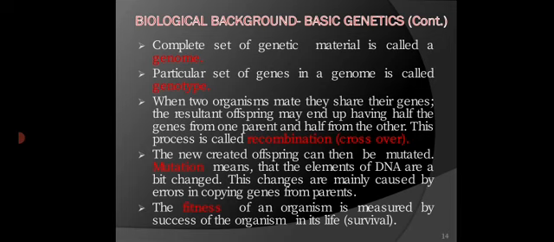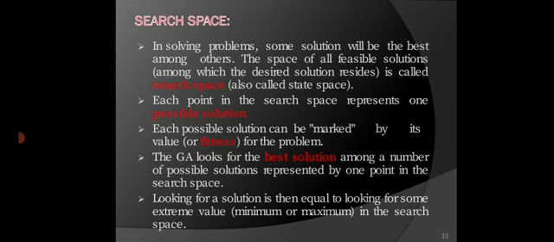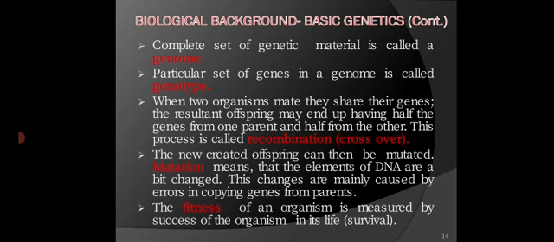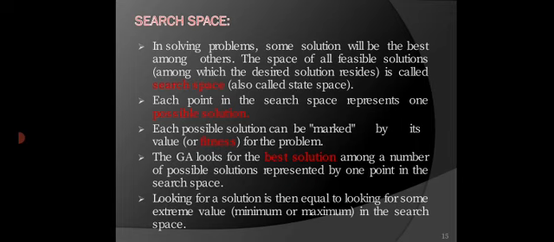Now the fitness of an organism is measured by the success of the organism in its life, its survival. So the fittest genes survive. So this is how organisms in the human body develop through the process of crossover and mutation. Now let's move forward to our engineering aspects, or engineering problem solving, which is search space. Let's start with search space.